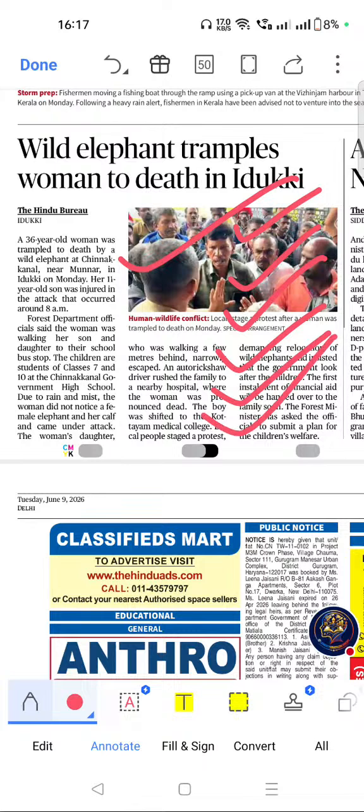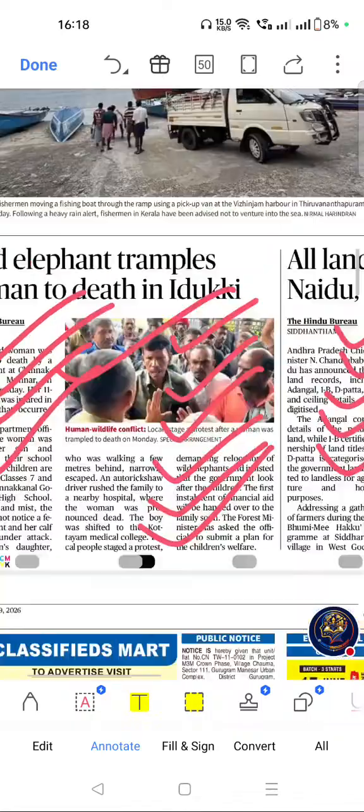If you see, the key important themes related to this topic are human-wildlife conflict, elephant conservation, habitat fragmentation, and biodiversity. Please go through this one. Next important article from this page.